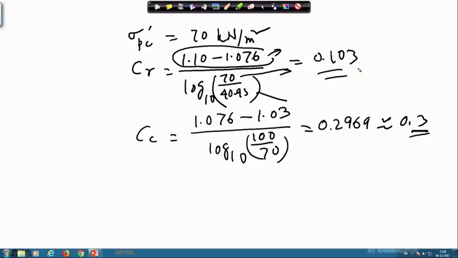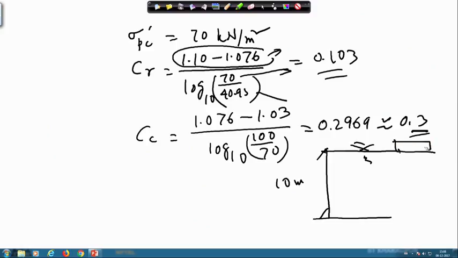Now, you have a 10 meter thick clay layer, suppose 10 meter thick clay layer, this is 10 meter, and the water table is also here, and the foundation is of size 2 meter by 2 meter applied on the surface, and because of that you have to find out the consolidation. Now, we have to apply the formula at the middle of the clay layer.